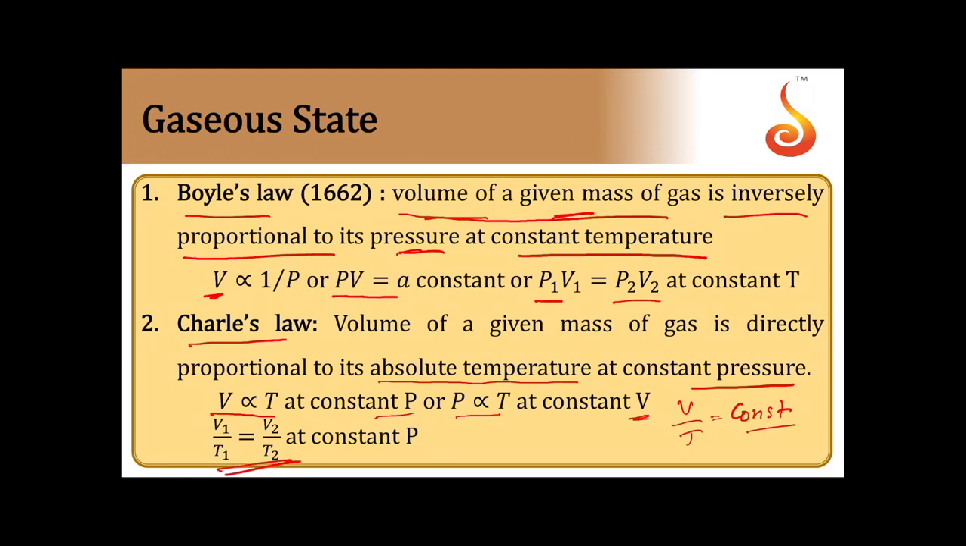So for Boyle's law, the formula we use is P1V1 = P2V2, and for Charles' law we use V1/T1 = V2/T2 while doing numericals.